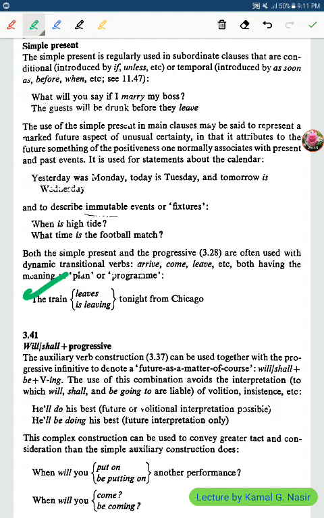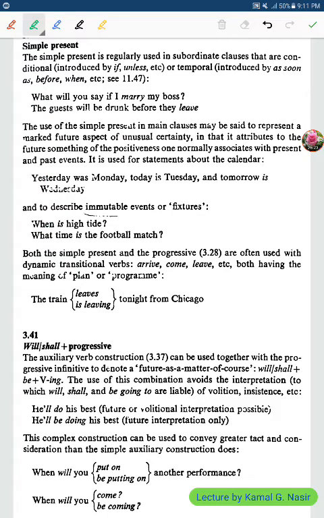The train leaves tonight from Chicago, or the train is leaving. Here it is present simple, and here it is present progressive or present continuous, to show the meaning of the future. So these are cases in which we use the present simple to show the meaning of the future.